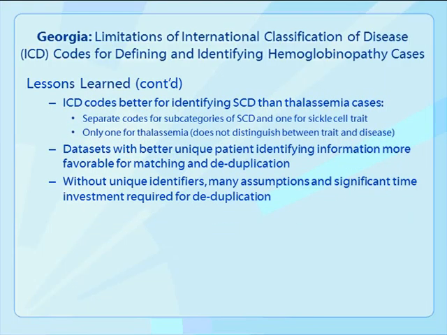Something else we learned is that certain diseases have more specific codes than others. For example, sickle cell disease has subcategories and also a category for sickle cell trait. Thalassemia, however, only has one code and doesn't distinguish between trait and disease. So a lot of times you're limited in what you can tell just because the codes don't exist. Some of our codes have good identifying information, and some of them don't.